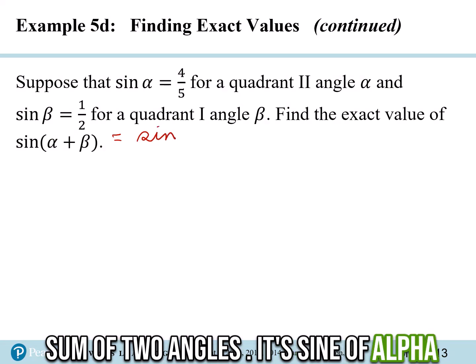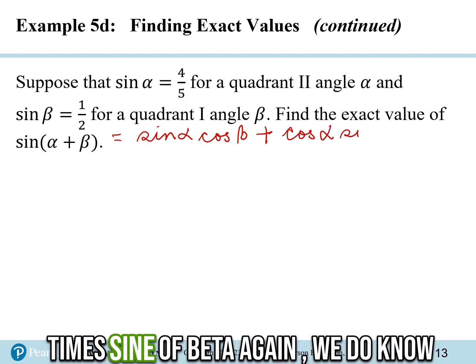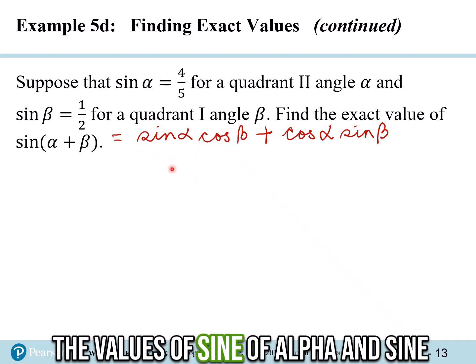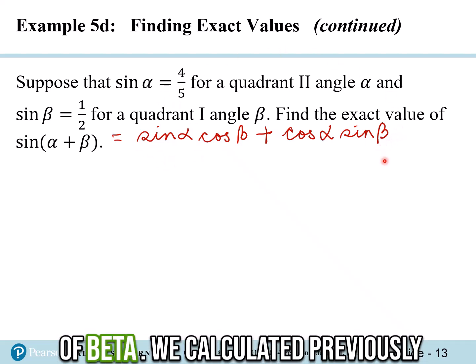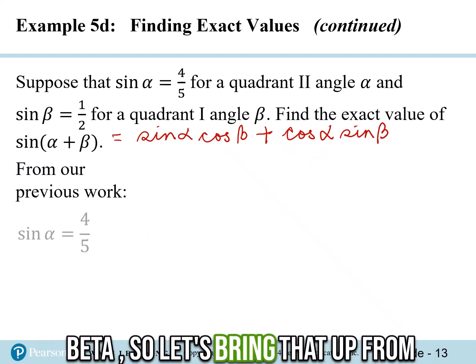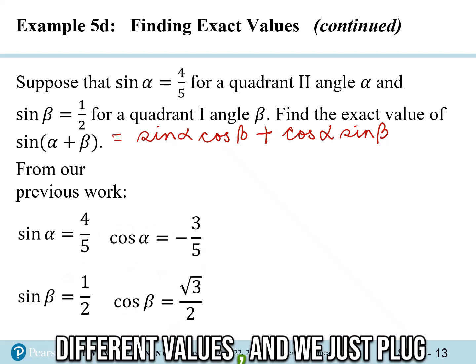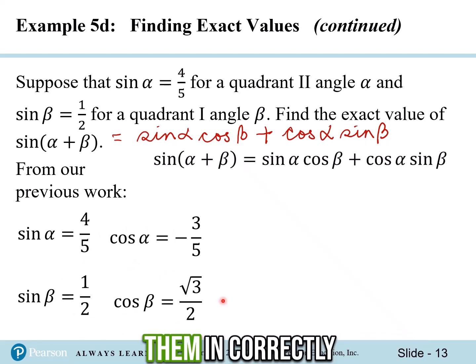It's sine of alpha times cos of beta plus cos of alpha times sine of beta. Again, we do know the values of sine of alpha and sine of beta. We calculated previously the values of cos of alpha and cos of beta. So let's bring that up from our previous work. Here are the different values and we just plug them in correctly.